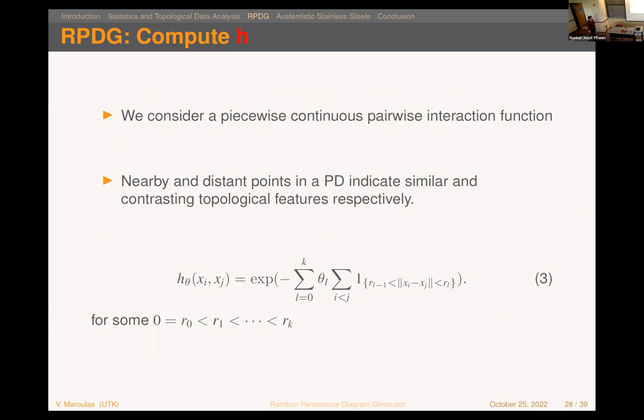Now, the next part is the interaction. This is an assumption that I have in my algorithm, or a philosophical assumption, if you like. We can argue as much as you like about this, but this is what we have done: nearby and distant points in a persistence diagram indicate similar and contrasting topological features respectively. And in that realm, we have this equation number 3, where these weights, theta, basically tell you how strong or how not so strong the relationship between point i and point j is, for various R's, as you can see. And that takes care of the interacting part of the process.